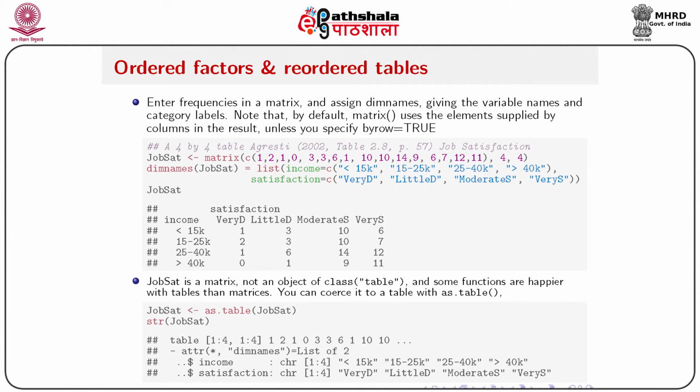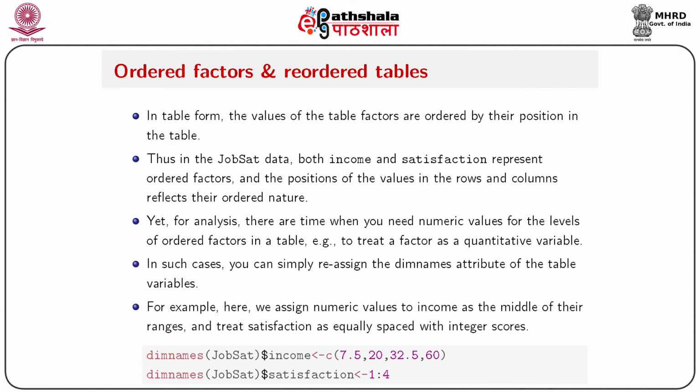For example, suppose jobsat equals as.table jobsat, and that will convert it. Now it has been converted to a table object. So str jobsat will tell you all the details of the jobsat data that we have assigned. In table form, the values of the table factors are ordered by their position in the table. Thus, in the jobsat data, both income and satisfaction represent ordered factors, and the positions of the values in the rows and columns reflect their ordered nature.